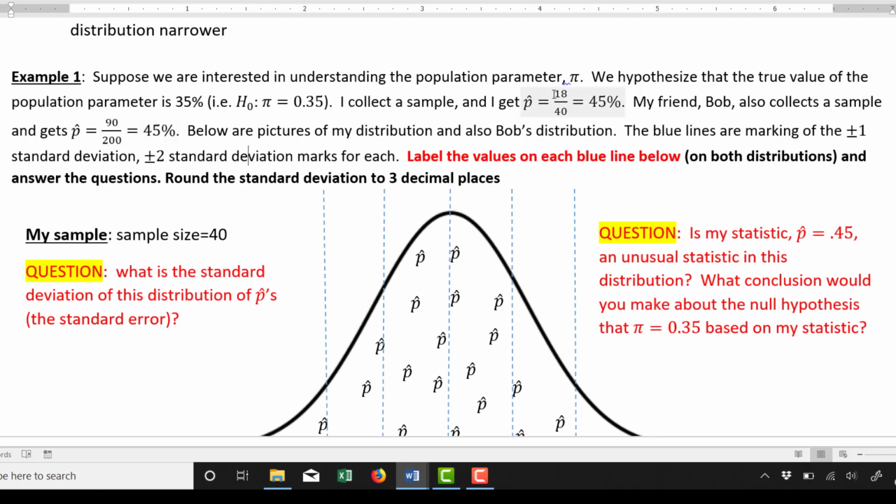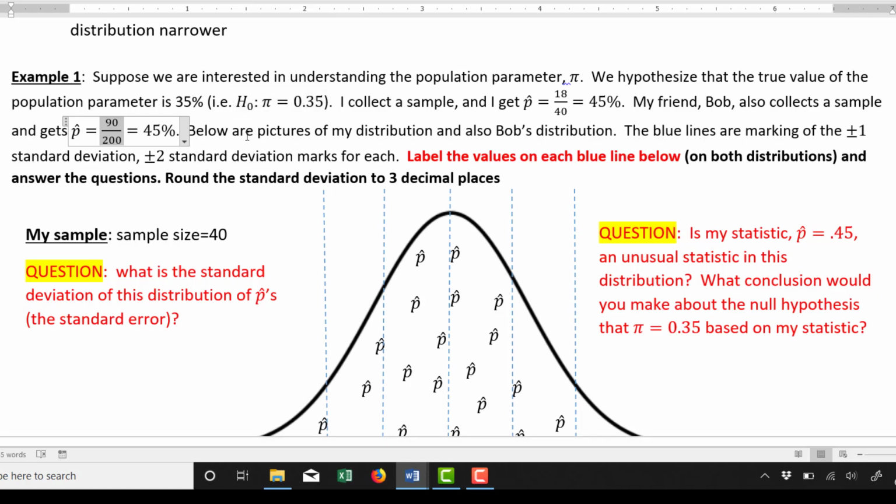So in some ways we have the same sample statistic. However, notice my sample statistic was 18 out of 40, so I had a sample size of 40. And Bob had a sample statistic of 90 out of 200, so Bob had a sample size of 200. We got the same sample statistic, 45%, but we had very different sample sizes. Bob had a much bigger sample.